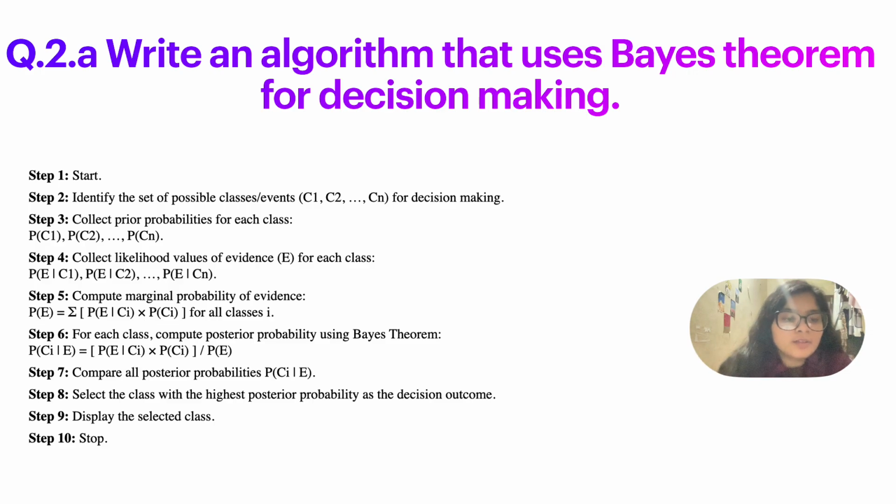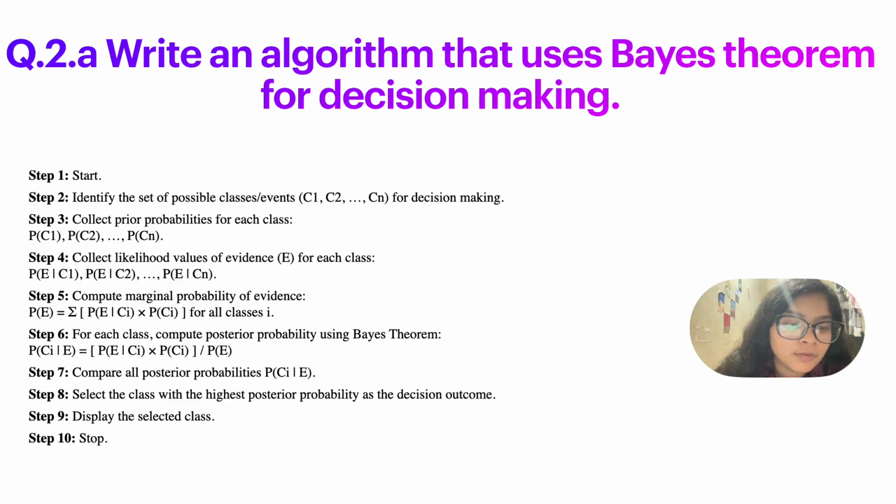And then we calculate the likelihood value of evidence E for each class. For this, we calculate E with respect to C1 using Bayes' theorem. Then we compute the marginal probability of evidence by multiplying the likelihood value of evidence for each class by the probability of each class, and keep summing the product for each class.